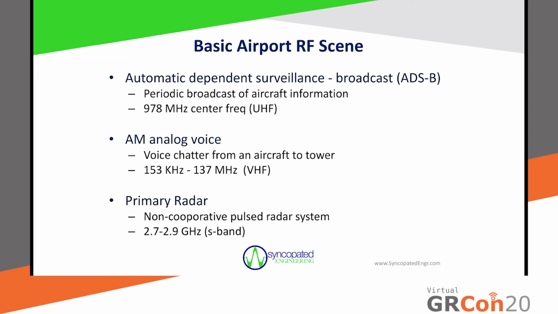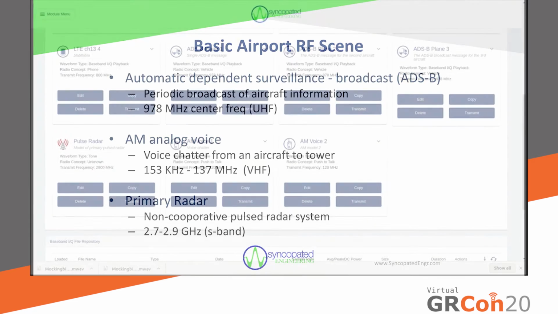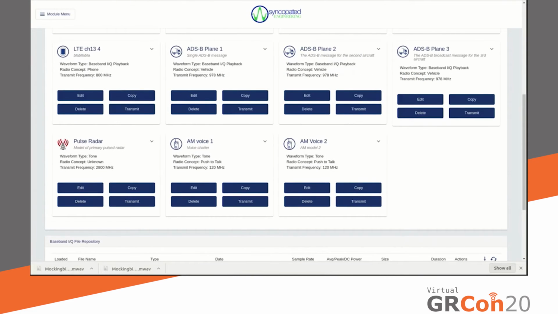The primary radar is a pulsed radar system operating in the S-band. We would expect this signal to be visible as a periodic sweep as it scans the surrounding airspace. Back in the waveform section of the Mockingbird web app, we have preloaded all of the signals required for our scene. We have ADS-B signals for 3 planes at 3 different power levels to model different ranges for each aircraft.